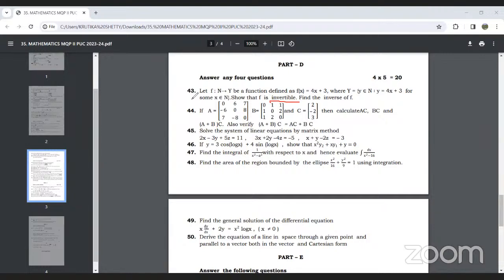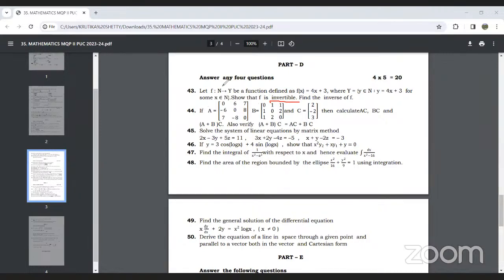Either by one-one and onto, or by composition of functions. But the composition of functions concept is deleted this year. They have deleted it, so better try to solve it using the one-one and onto concept. So we will discuss the proof, the solution of this question.